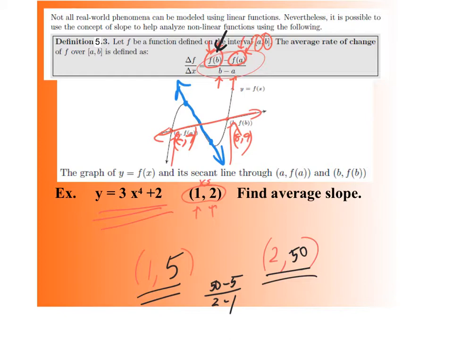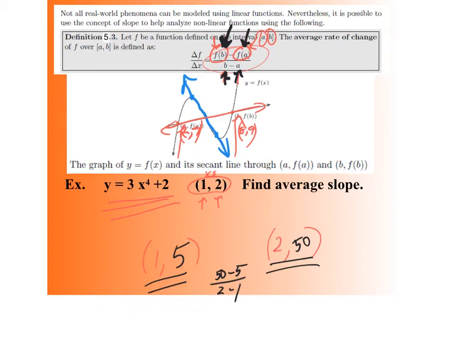F of the second one, which is like the y value of it, over the second one. And then this one, I really shouldn't have said it that way. This one, f of the second one minus f of the first one, as in the y value of the first one, over the second one minus the first one. All right, so what is my average slope?